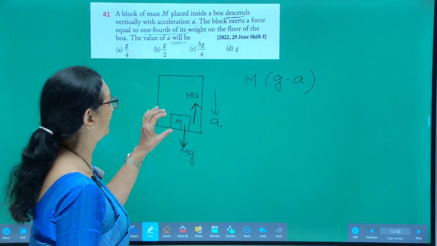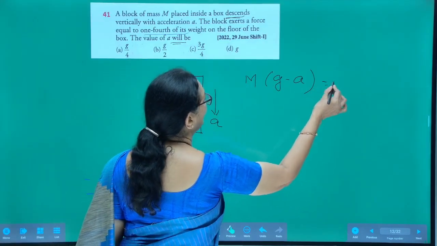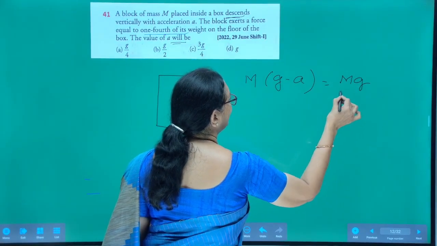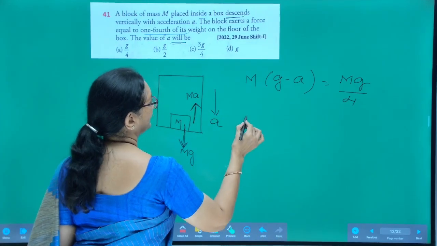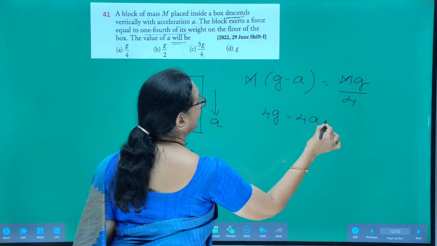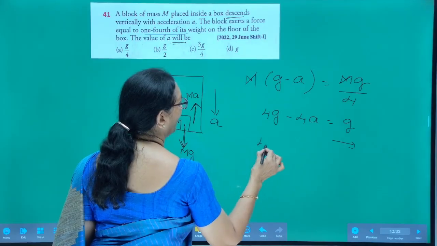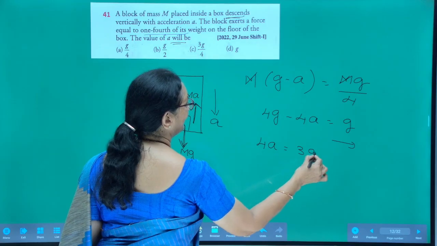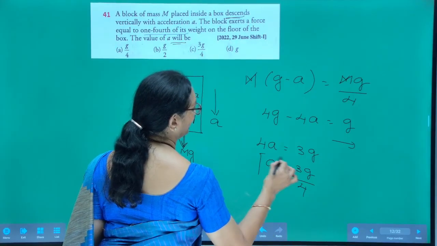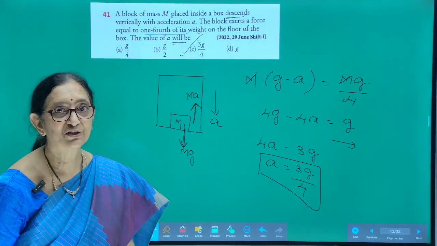So, apparent weight, or the force exerted by the block on the floor of this big box, is m into g minus a. It is given as 1/4 of its weight. Weight is mg, 1/4 of its weight. So, here 4g minus 4a is equal to g. If you take this to the other side, 4a is equal to 3g, or a is equal to 3g by 4. So, the acceleration with which this is moving down is 3g by 4.